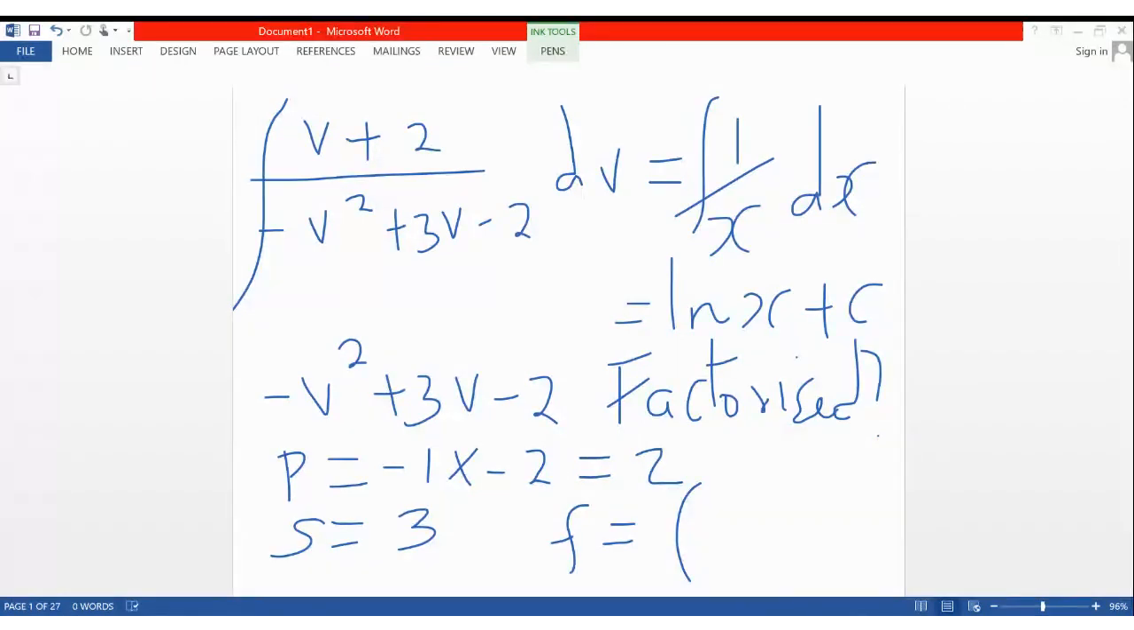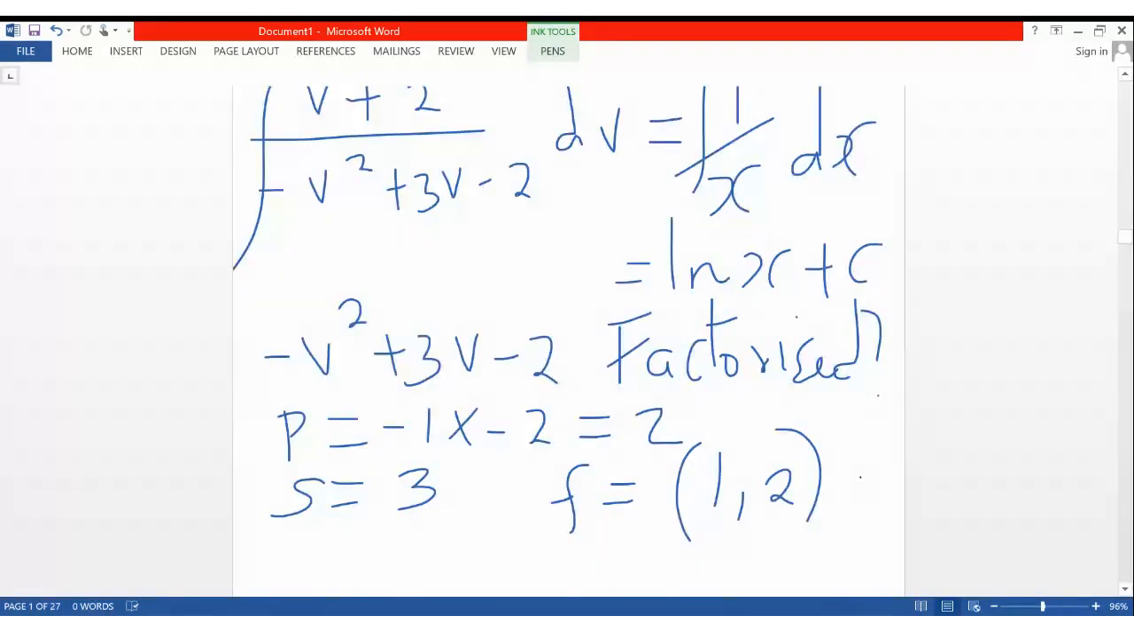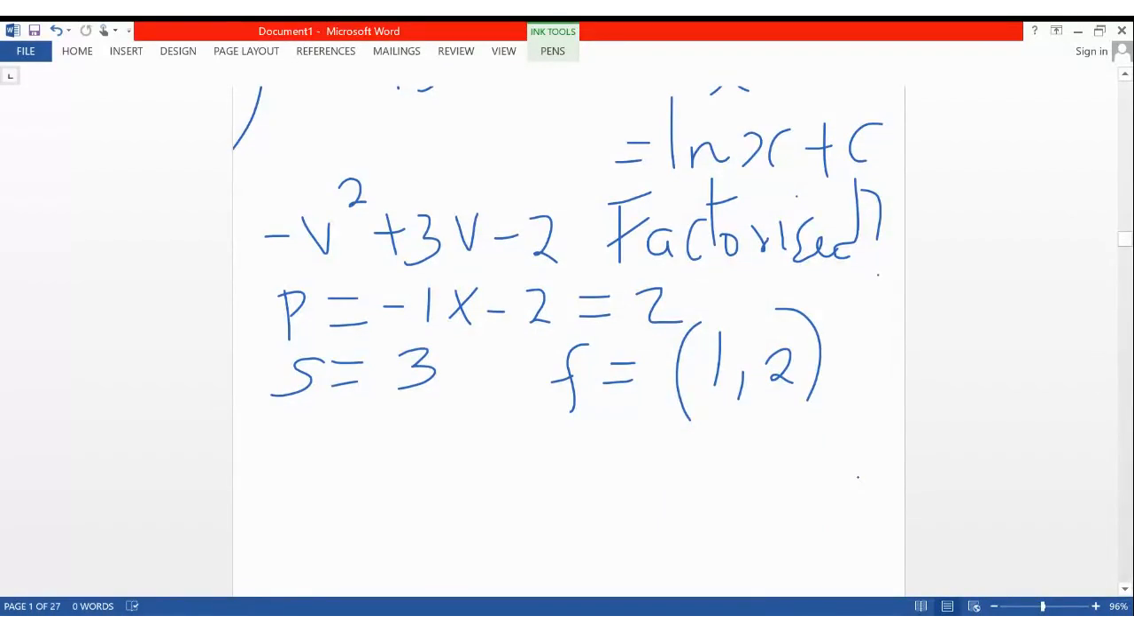If it can be factorized, we can be able to use what? Partial fractions. Two numbers you multiply to get 2, and when you add, you get 3. Okay, 1 and 2. Someone has given me the answer 1 and 2. So it can be factorized. That's where I will start before I go to that one. So I'll get negative v squared plus 3v minus 2.